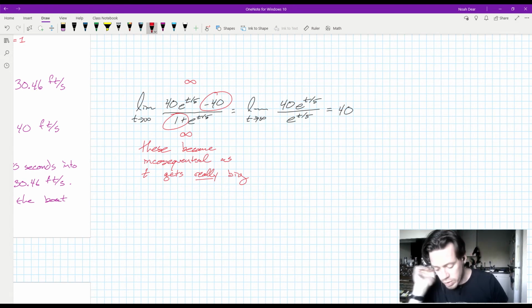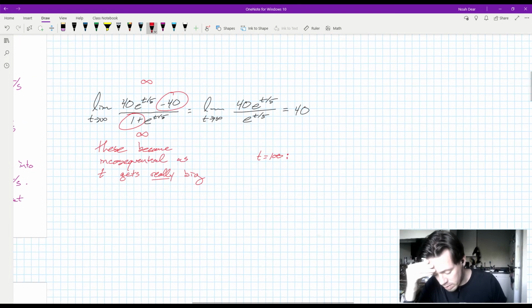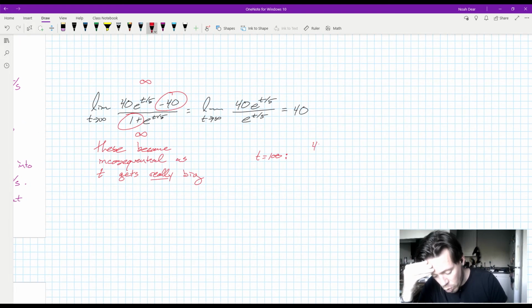So we could even show this as an example. If I try t equals, let's just do 100. This is going to be ridiculous because of the exponential here. So if I do 40 e to the t over 5 minus 40 over 1 plus, I'm sorry, I wanted to replace the t with 100 over 5, plus 1 plus e to the 100 over 5 on the bottom.